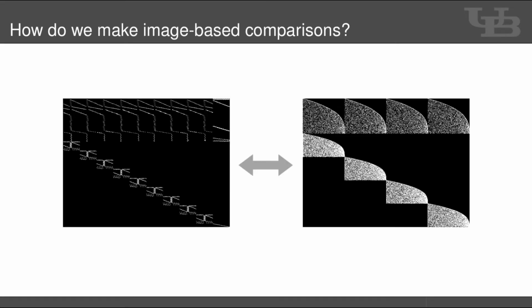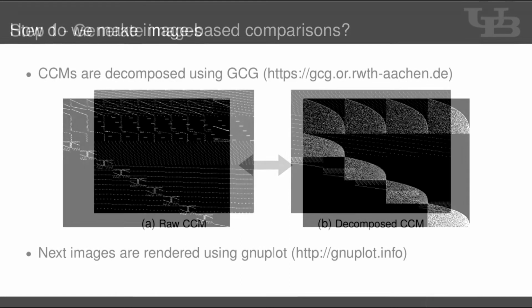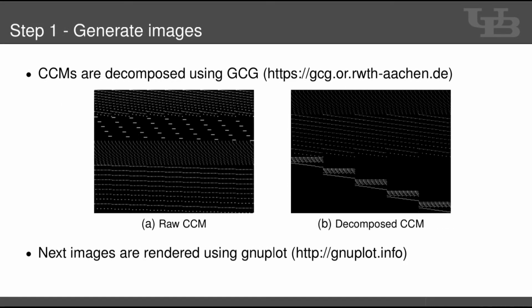But how do we use these images to compare MIPs? The methodology for making these comparisons is detailed in our companion paper, which will be linked in the description. In general, however, this process can be broken down into 3 steps. The first step is to generate images.